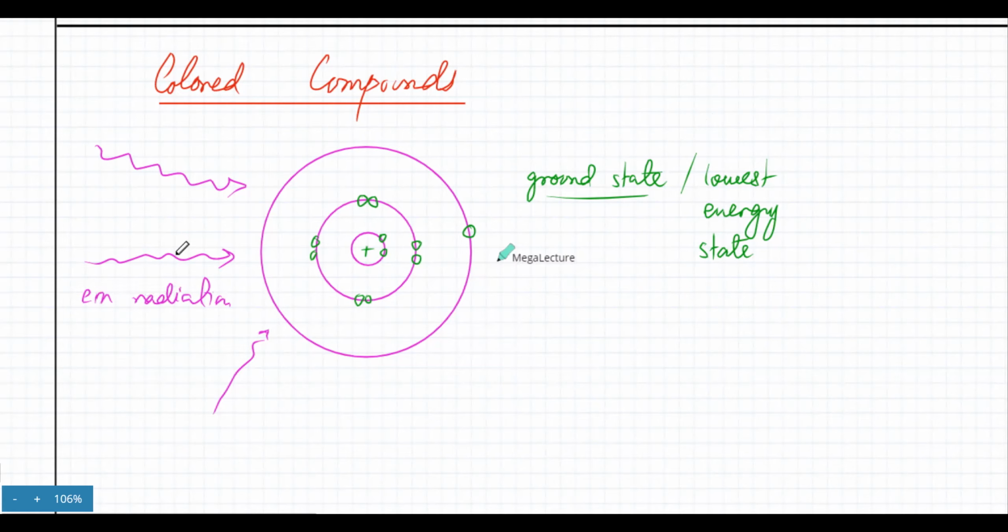Now, what could happen is that one of the electrons, let's pick this electron, might absorb a certain amount of energy from a particular frequency. When it does that, it becomes energetic. When it becomes energetic, it moves to a higher energy shell or subshell because it has now gained energy. So it can now occupy the empty spaces which are further away from the nucleus. So this is an example of an excited state.